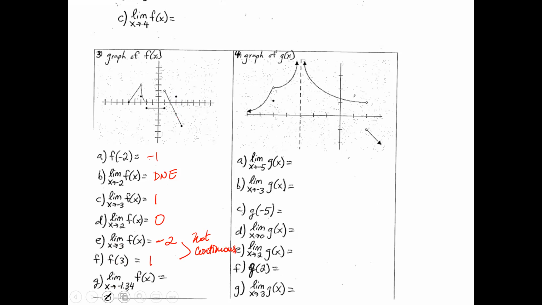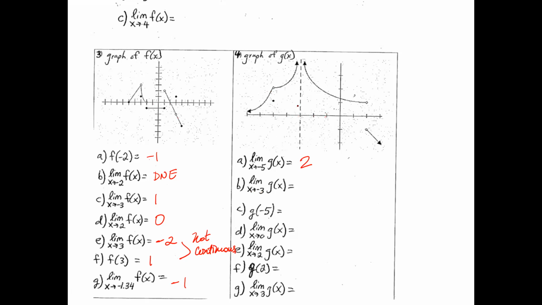As x approaches -1.34, it is going to be at -1. And over here on the next one, here we go. x approaches -5. 1, 2, 3, 4, 5. On the left side, it looks like it is at +2. Right side, +2.